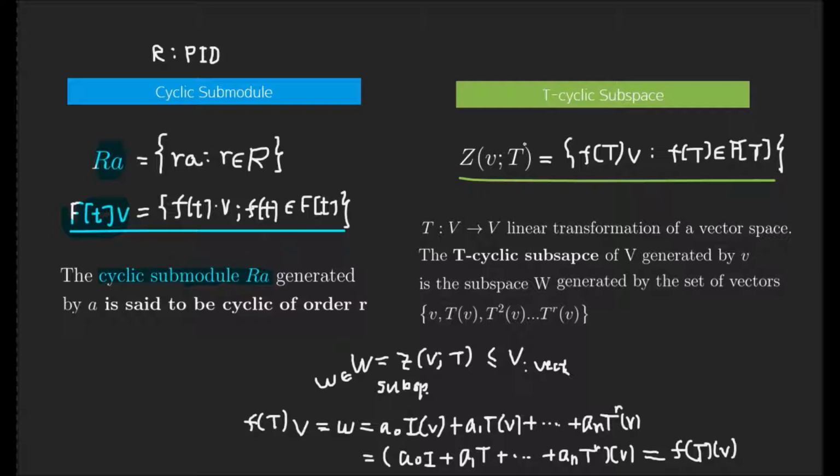We can find the common denominator, the correspondence of this, and the name is called the T-cyclic subspace generated by V. In this case, generated by V, and this generated by V. And this is a polynomial ring. This is also a polynomial ring. And this is cyclic, and the names are cyclic submodule and T-cyclic subspace.